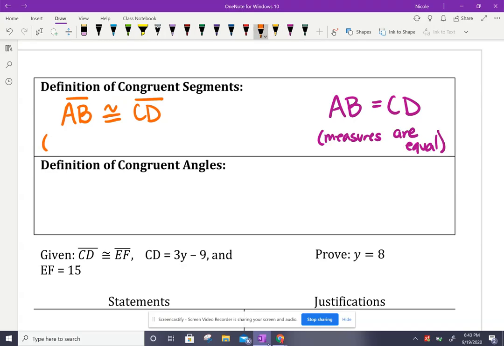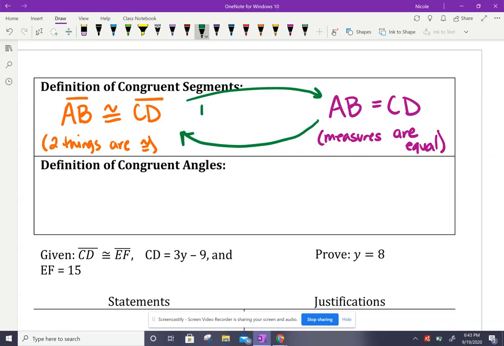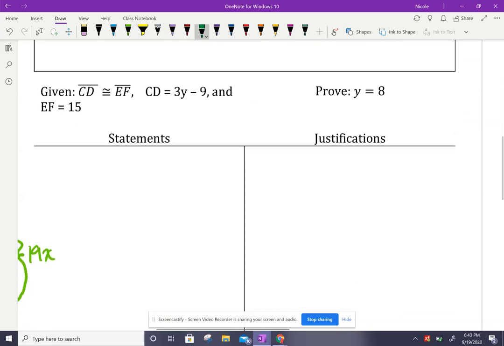Two things are congruent. Now, the definition of congruent segments allows us to transition from two congruent things to two segments whose measures are equal. It lets us transition back and forth between the two while we are doing a proof. That is the definition of congruent segments. And we can look at how that occurs.